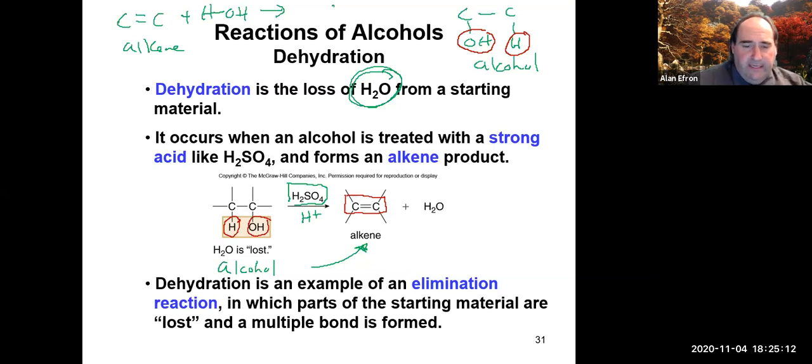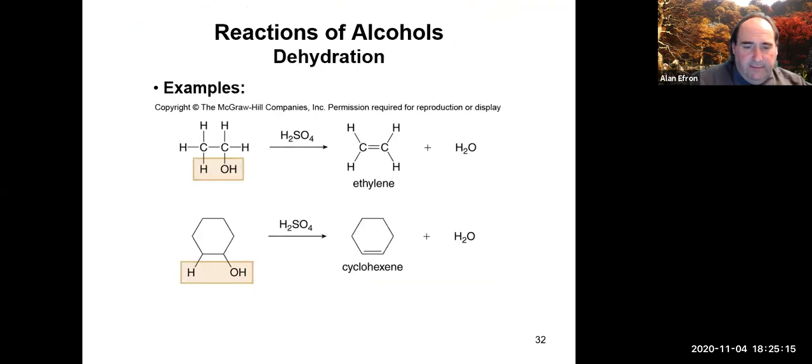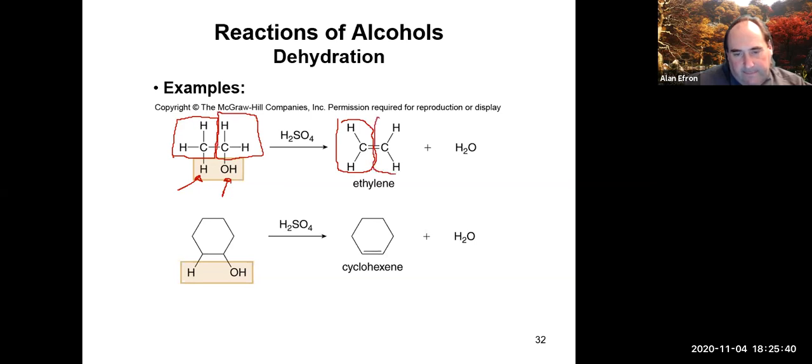So let's take a look at some of these here. In this particular case, we're going to lose an H and an OH. And again, they're on different carbons. Where we lose that H and OH is where we make the double bond. Everything else is exactly the same. This part of it is exactly the same. The only difference is right there. We're going to basically make a double bond.